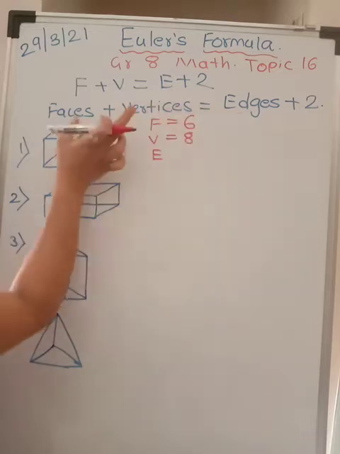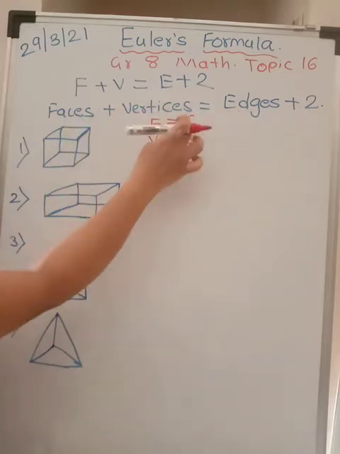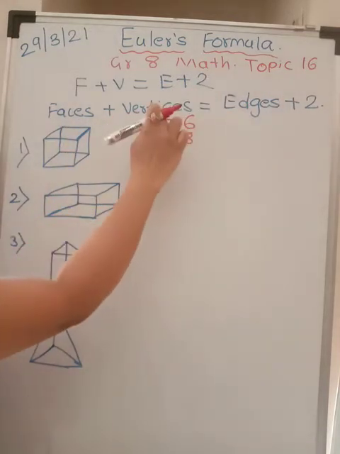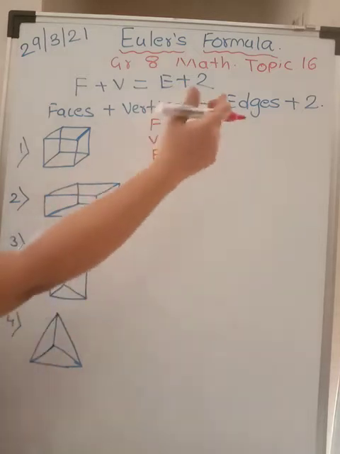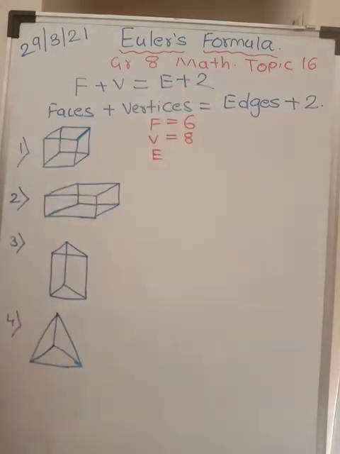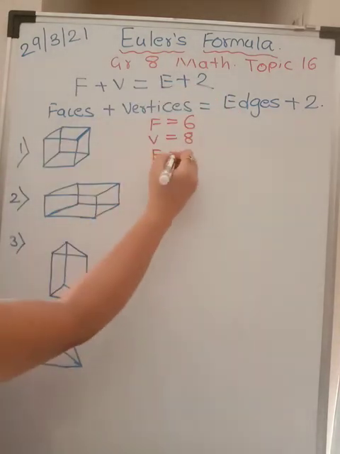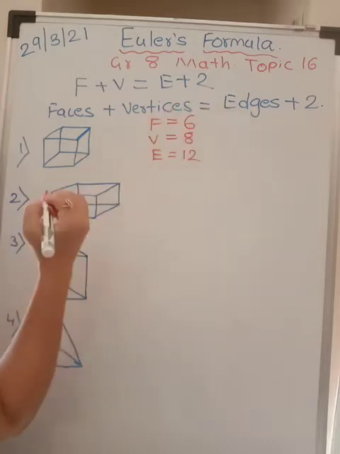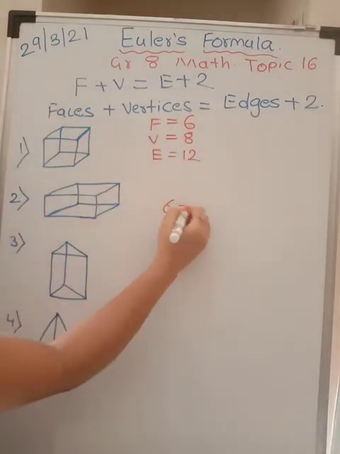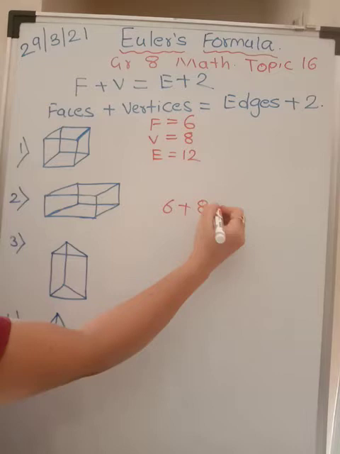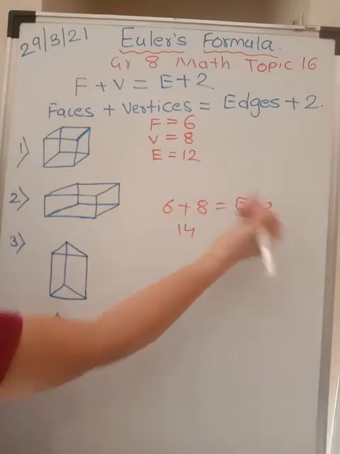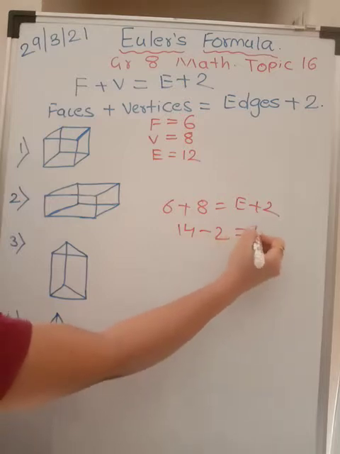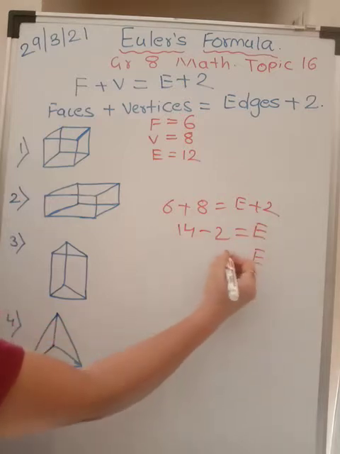That means edges will be faces plus vertices, if you add these two, and from that you subtract 2, you will get the number of edges. That means 6 plus 8, which comes out to be 14, and 14 minus 2, you should get the number of edges, which is 12. See, faces are 6 plus vertices are 8, which is equal to edges plus 2. 6 plus 8 is 14. If I shift this 2, it will be minus 2, which should be E. So the number of edges we are going to get is 12.